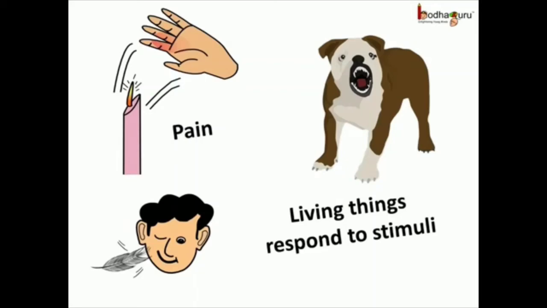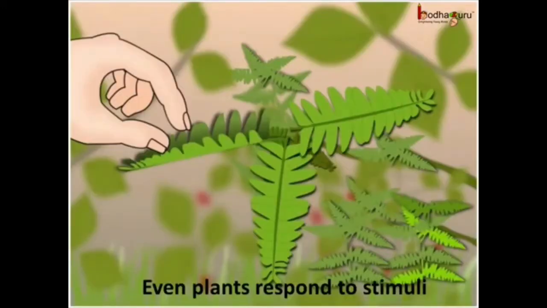So barking is the response to the stimulus of provocation. You know, even plants respond to the stimuli. If you touch the leaf of a mimosa plant, which is also called touch-me-not, it folds in response to it. Here, your touch was the stimulus to which the plant responded by closing its leaves.